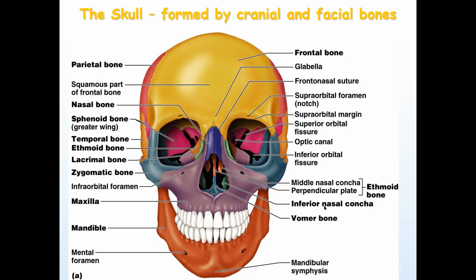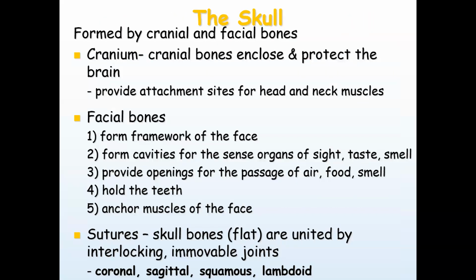Then it mentions the inferior nasal concha right here. So that little bit of bone is on the lower lateral part of your nose, right? So remember, once again, the ones in bold, please make sure you recognize them and identify where they're supposed to be located, right? Okay.